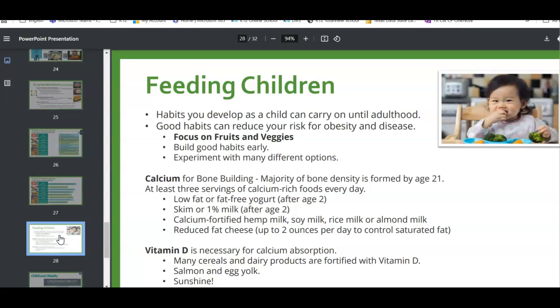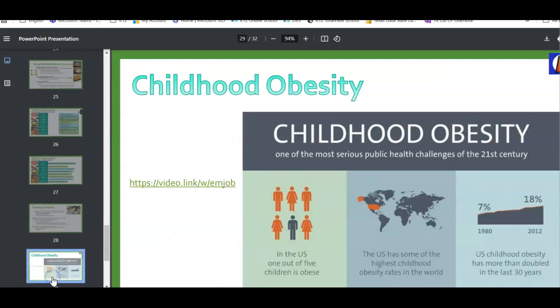So habits you develop as a child can carry into adulthood. Good habits can reduce your risk of obesity and disease. Focus on fruits and veggies. Build good habits early. Experiment with many different options. Calcium for bone building. Majority of bone density is formed by age 21. At least 3 servings of calcium-rich foods every day. Vitamin D is also necessary for calcium absorption.